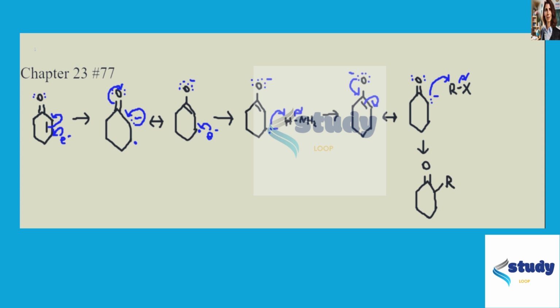Okay. So again, that's the stepwise mechanism here. It relies on solvated electrons since we're using lithium dissolved in liquid ammonia. And that is the answer to Chapter 23, problem number 77.